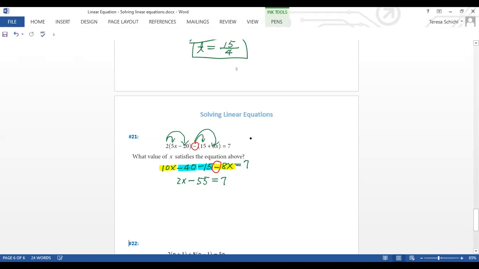And now you know how to solve it, right? So it's 55 plus 55, and you will have 2x equal to 62. Then you divide by 2, divide by 2. So x equals what? 31 here. So this is what this problem tries to test you on.